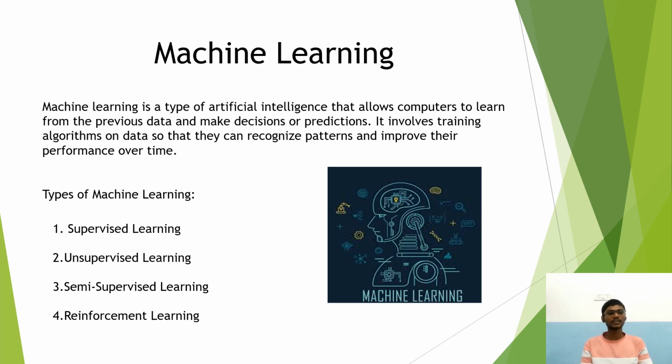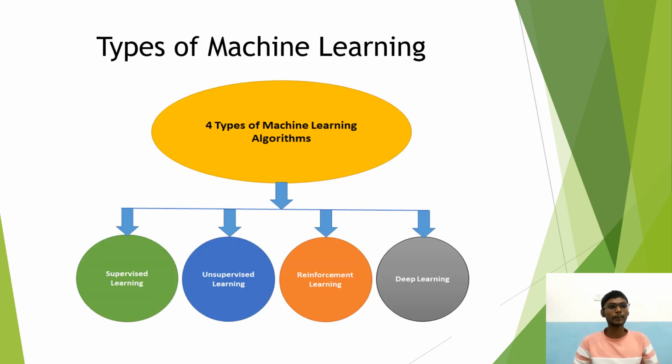Types of machine learning. Machine learning can be categorized into four types. They are supervised learning, unsupervised learning, semi-supervised learning, and reinforcement learning. Here in the image, you can clearly see the types of machine learning algorithms.